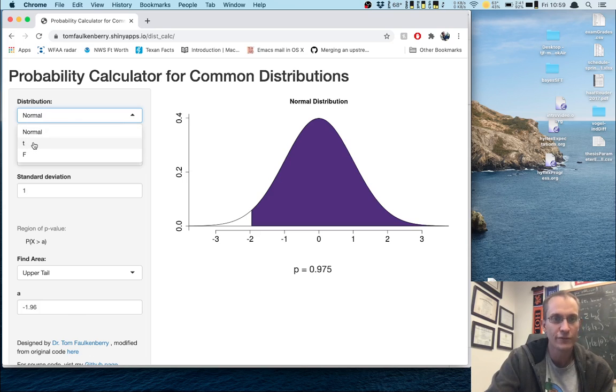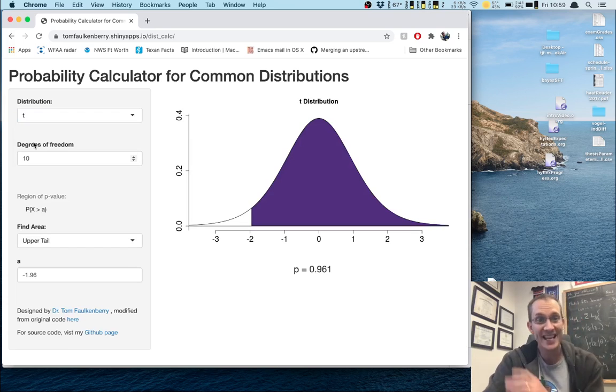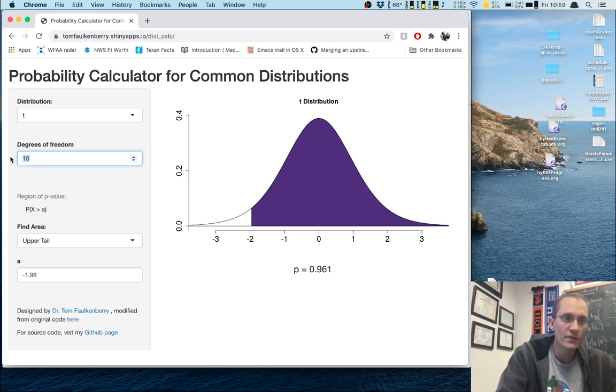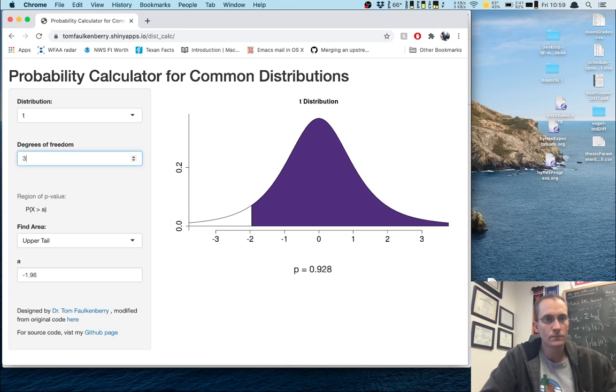We have an option for t. And you'll notice the inputs change. Now it asks for degrees of freedom. So this is what I mean when you have to specify the degrees of freedom. You're specifying the sample size, essentially. Now for this problem, there were 4 data points. So the definition of degrees of freedom here is take the number of data points minus 1. So the degrees of freedom in this case will be 3.